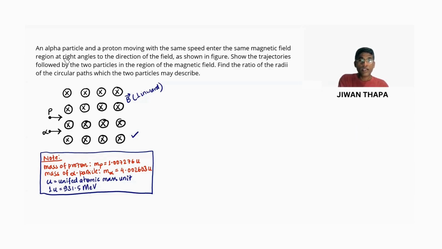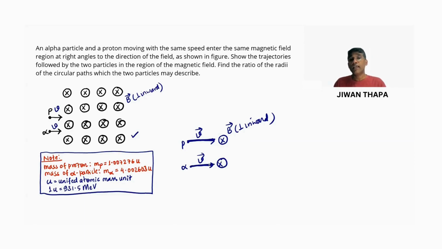Now from the question, the alpha particle and proton have the same speed and enter the same magnetic field region at right angles to the direction of the field. So let V be the speed of the proton, and the alpha particle also has the same speed, that is V. Now we have the proton entering magnetic field B, which is perpendicular inward, and the alpha particle moving with velocity V is entering the same magnetic field region. So we find the angle between velocity and magnetic field is 90 degrees.